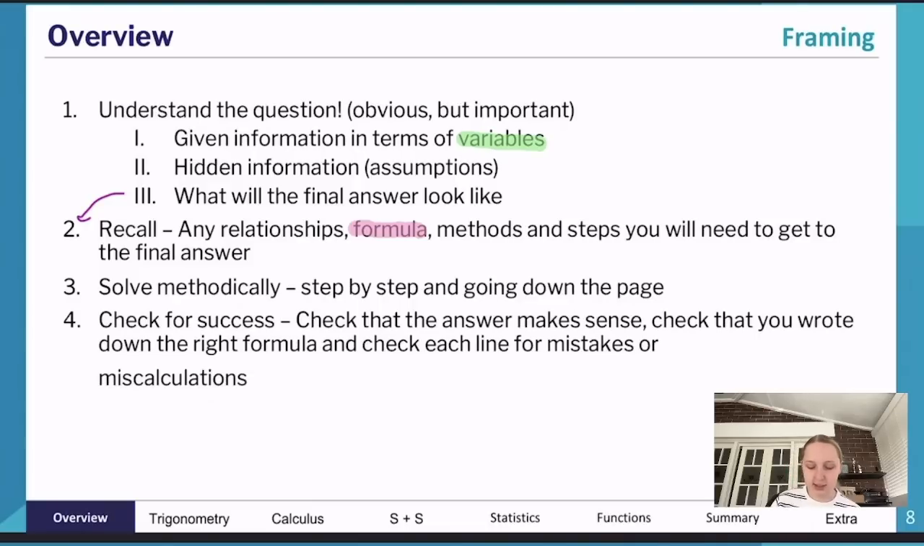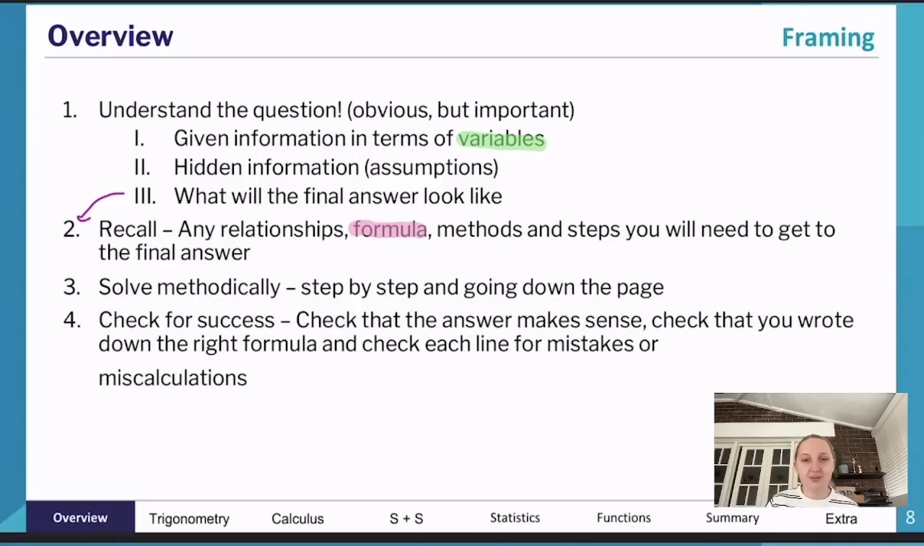And then the obvious part, looking at what methods and what steps you need to get to the final answer. The methods and steps will come from thinking about past questions, like, when I saw a question like this before, what did I need to do to get to the answer? And that's how you get your steps to get there.